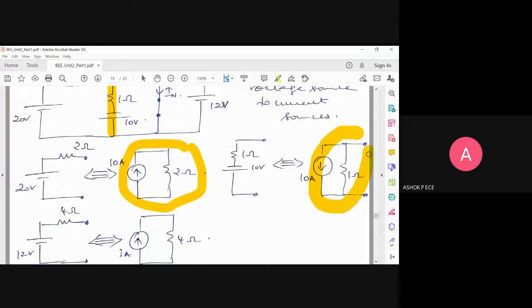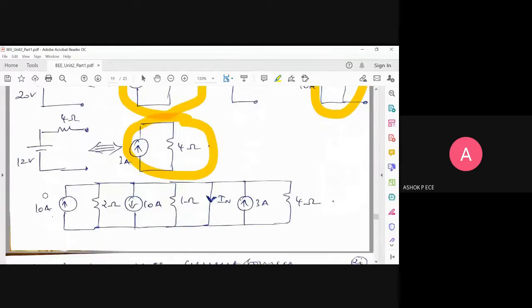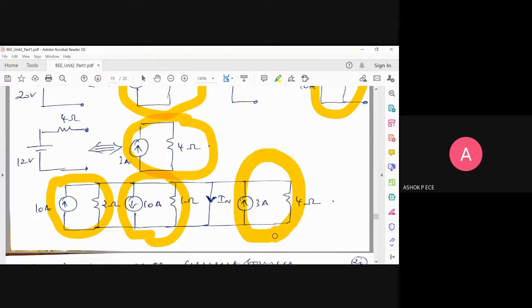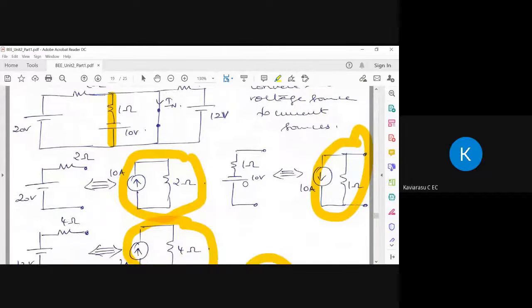Now I am going to replace all of them in my circuit. See here, I have replaced everything. This is the first voltage source, this is the second voltage source, and this is the third voltage source. Sir, can you explain this again, sir?